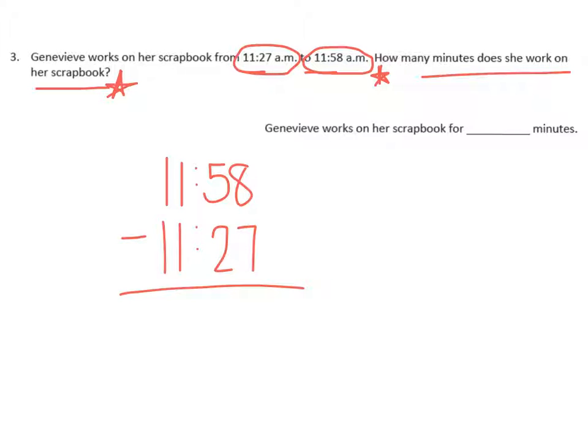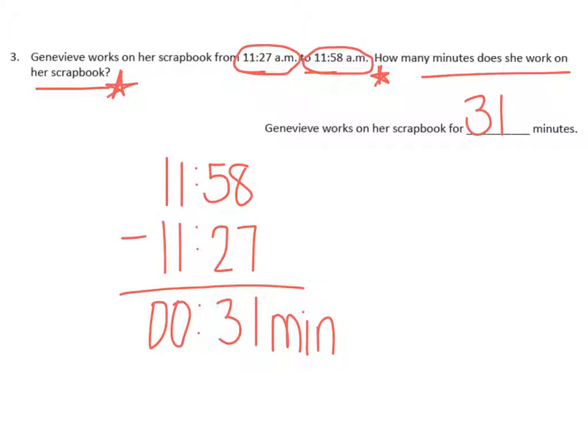Go ahead and figure out the subtraction. Pause the video while you work and replay when you are ready. I'm going to start in the ones. 8 minus 7 is 1. 5 minus 2 is 3. And 1 minus 1 is 0. And then 1 minus 1 is 0. So that means that Genevieve works on her scrapbook for a total of 31 minutes.